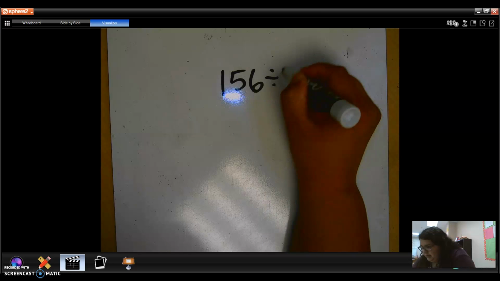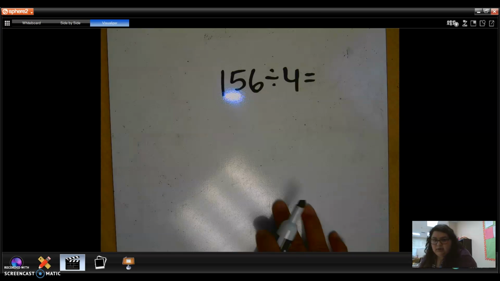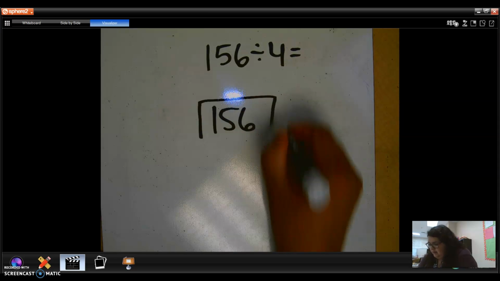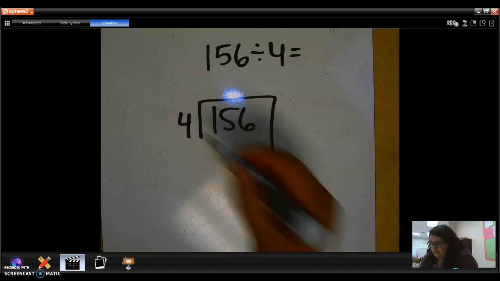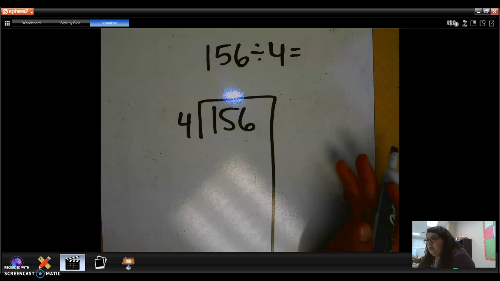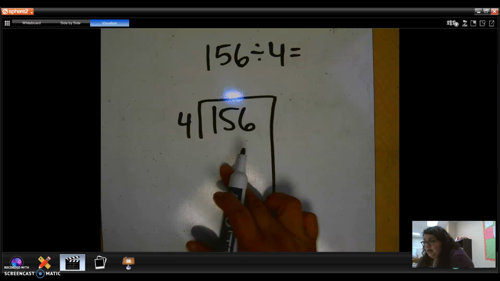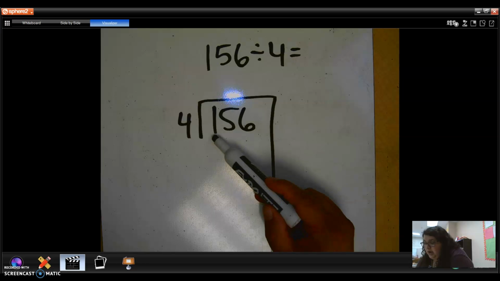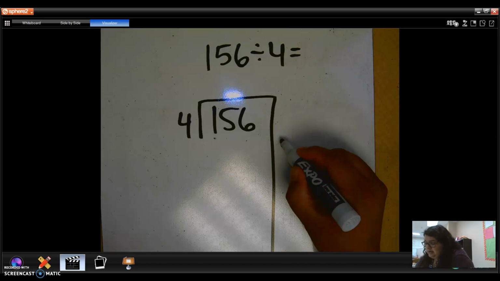Say that I have 156 divided by 4. So I have 156 as my dividend, 4 as my divisor. I want to ask myself, 4 times what will get me closest to 156? So I'm going to actually look at 100, right? I know the value of the 1 is 100. So I know that 4 times 20 is going to get me close to 100, because I know my tens trick.